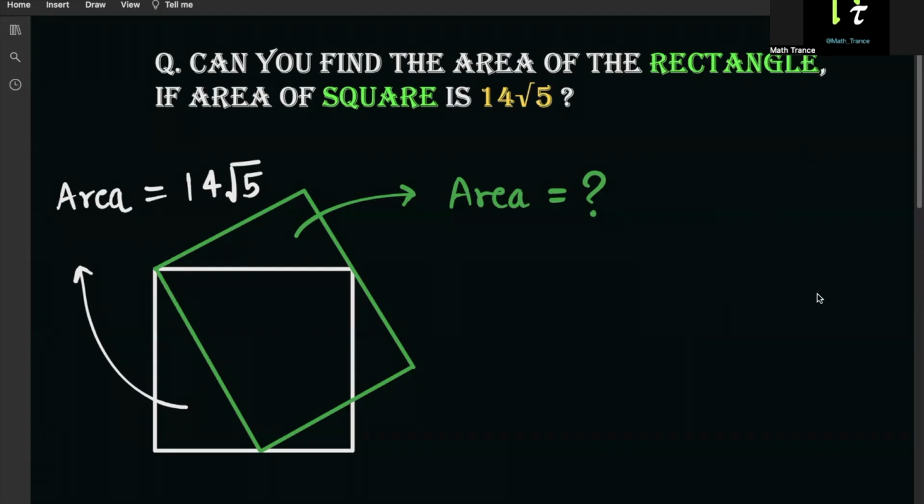Let me bring this down. So can you find the area of the rectangle if the area of the square is 14 root 5 units? 14 root 5 is just a random number. Yes, it is random. So just pause the video and attempt the question if you like. Obviously, the white boundary represents the square whose area is given, and the green boundary represents the rectangle. You may pause the video and start attempting. All the best.